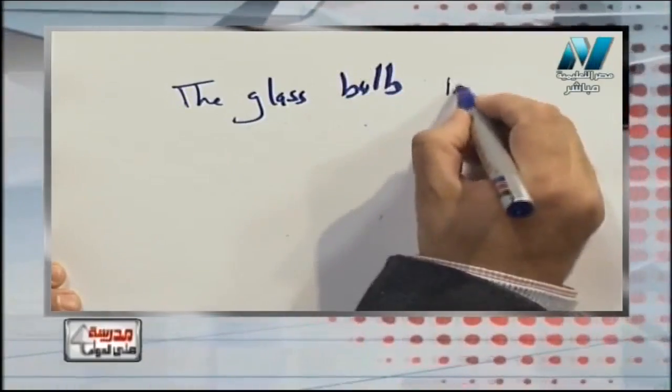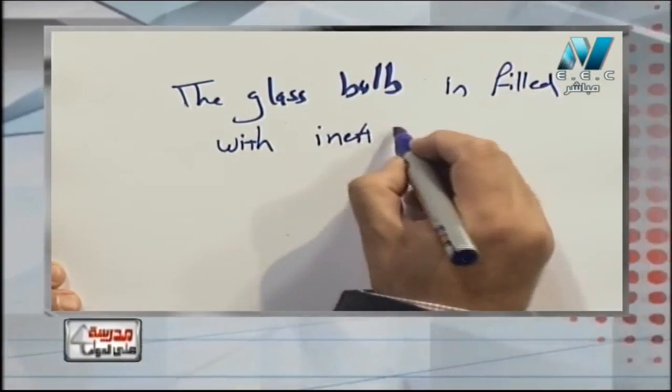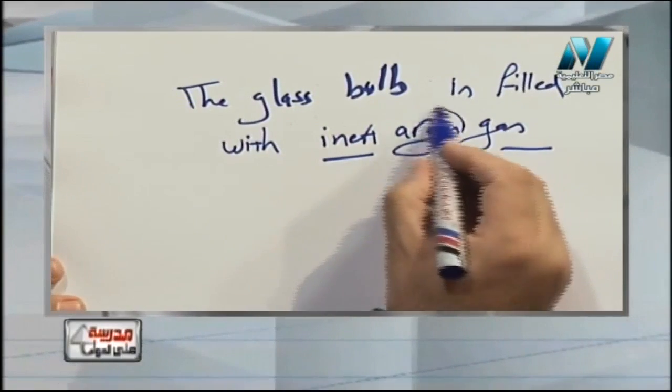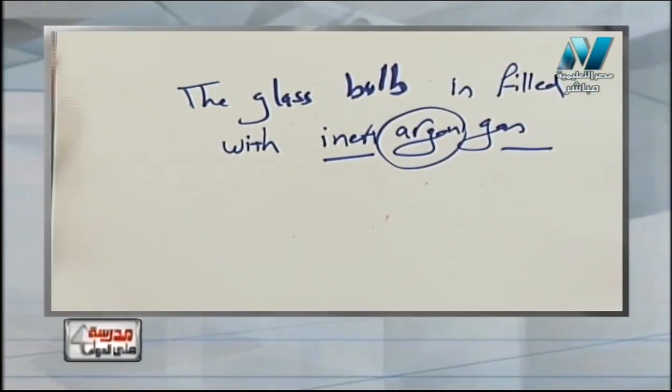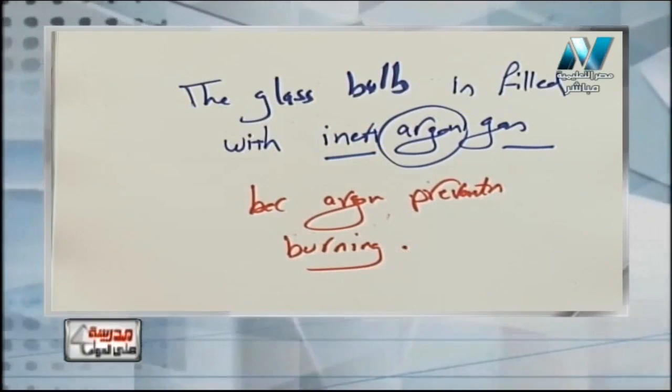Another question: the glass bulb is filled with inert argon gas. Why? It doesn't have to be argon specifically, any inert gas will do; argon is just the most available here in Egypt. Inert gases such as helium, neon, and argon prevent burning, so it will increase the lifetime of the lamp or the filament.